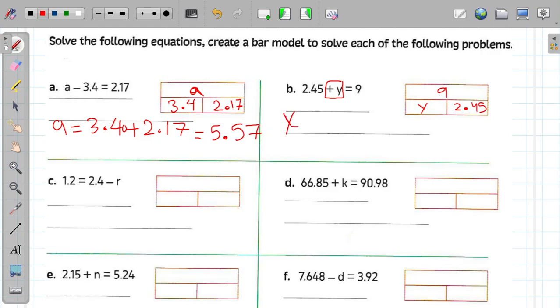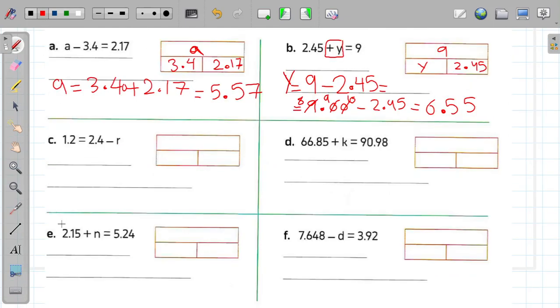So the value of y is the difference between the other two numbers. So I will say y equals 9 minus 2.45. Okay, I will change the form of 9 first to subtract the two numbers. So it will be 9.00 minus 2.45. Okay, so 0 minus 5, it can't be, so I will borrow from 9 first, it becomes 8, and 0 becomes 9, and 0 becomes 10. So 10 minus 5 equals 5, 9 minus 4 equals 5, and I will write the decimal point. Next I have 8 minus 2 equals 6, so the value of y is 6.55, or 6 and 55 hundredths.